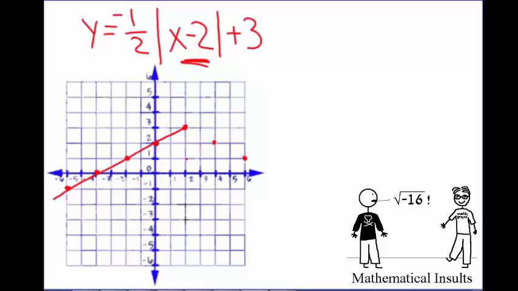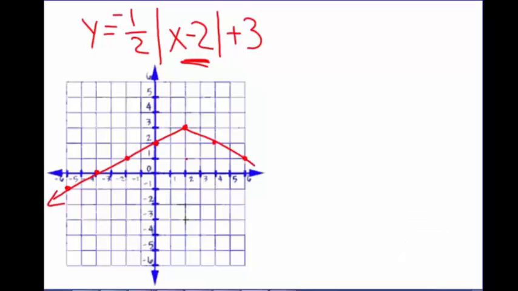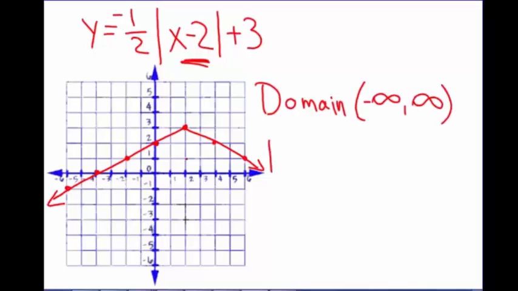Remember that the inside lies. That's why we went right 2. Then we connect our dots and we are done. So now let's take a look at the domain. The domain, it goes back forever and forward forever. So we have from -infinity to infinity would be our domain.